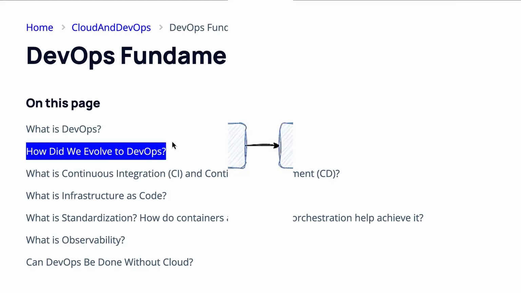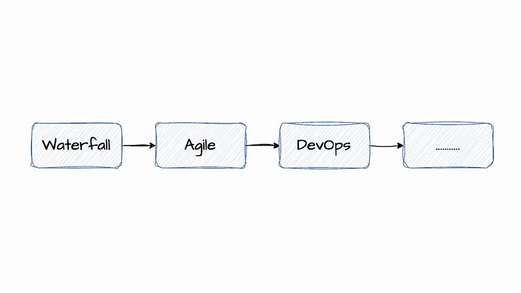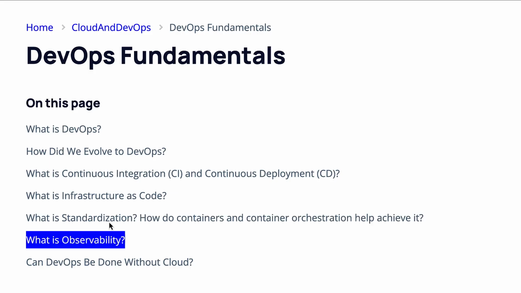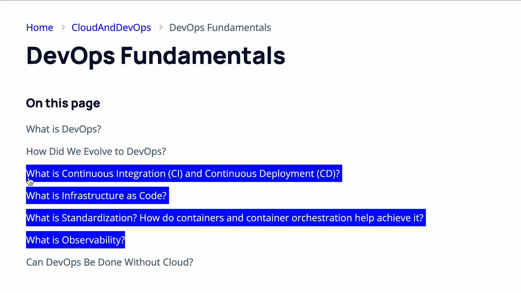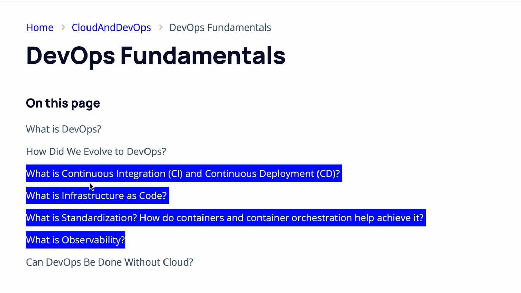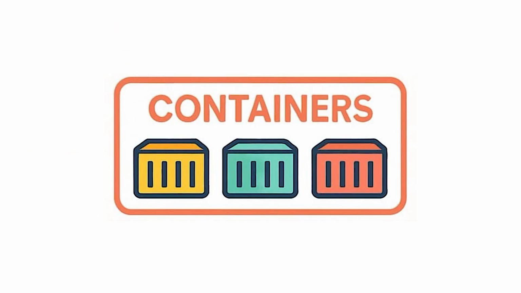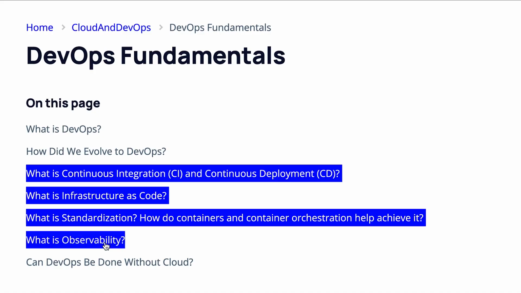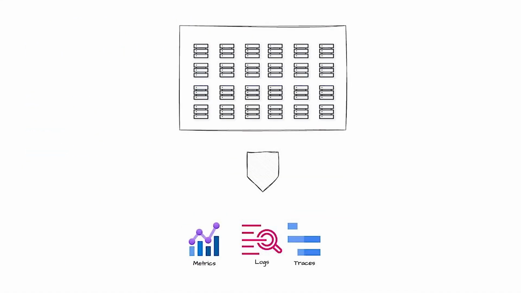We will start with how we build software in the waterfall model. After that, we will talk about agile, and after that, we will talk about how we evolved to DevOps. And thereafter, we will dig deeper into the practices of DevOps. The important practices of DevOps are continuous integration, continuous deployment, continuous delivery, infrastructure as code, standardization. This standardization is made possible by Docker and Kubernetes. And the other important practice of DevOps is observability.